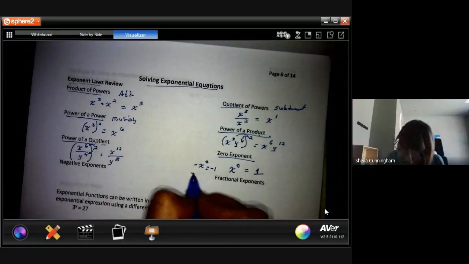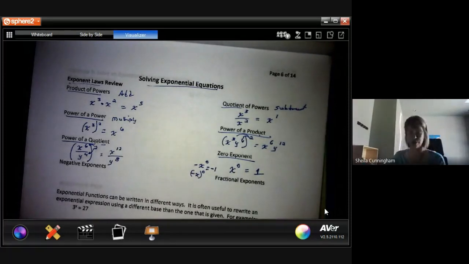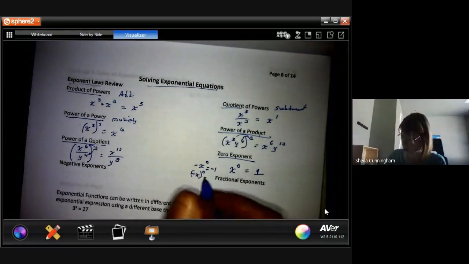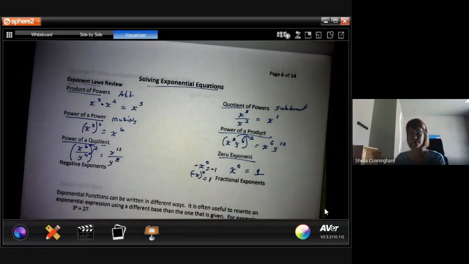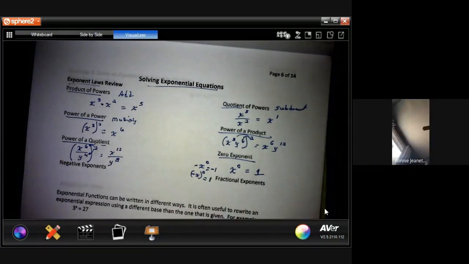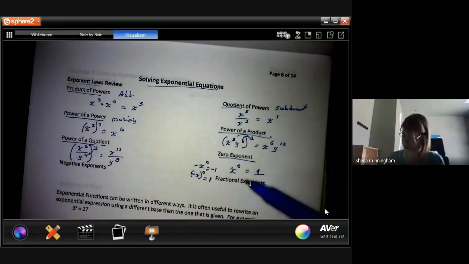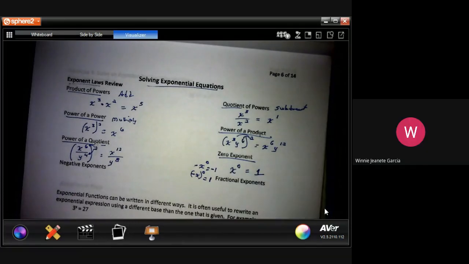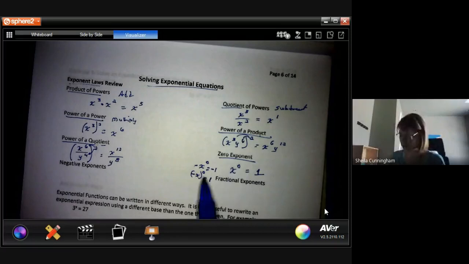If I contained it with a set of brackets and the whole thing was to the power of 0, then because the negative is contained with the x to that power of 0, that's going to make it equal 1. Okay, any value to the power of 0 will still give you 1. Whether it's positive or negative is basically what you've got as options there.